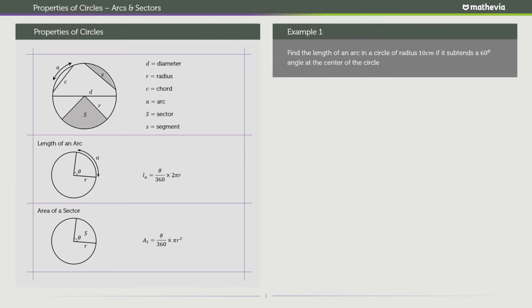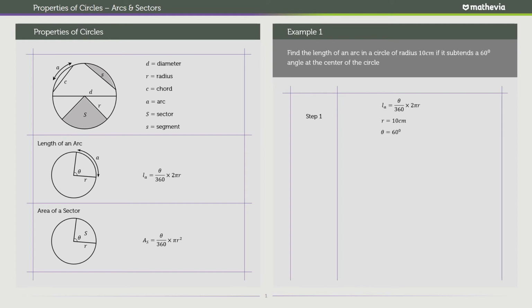Find the length of an arc in a circle of radius 10 centimeters if it subtends a 60-degree angle at the center of the circle. So the radius of the circle is 10 centimeters, the angle at the center is 60 degrees, and we're looking to find the length of the arc. We just multiply 60 divided by 360 times the perimeter of the circle. 60 divided by 360 will give us the fraction of this arc compared to the full circle.